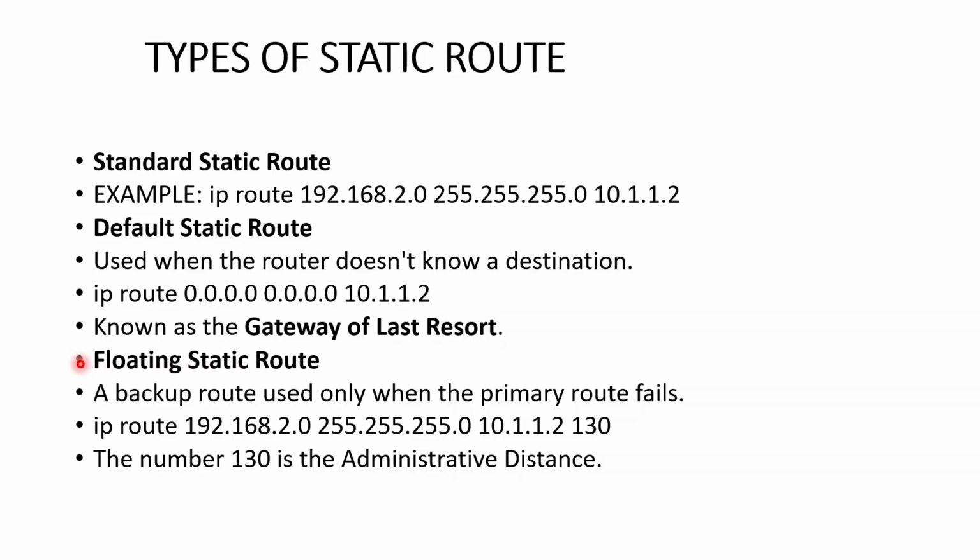Also, another type of static route is a floating static route. This is also known as a backup route. It is used only when the primary route inapokuwa fail. So also don't worry about this. We are going to have a configuration about this in a separate video. But this one we usually configure by adding an administrative distance which is higher than the routing that is used at the moment.